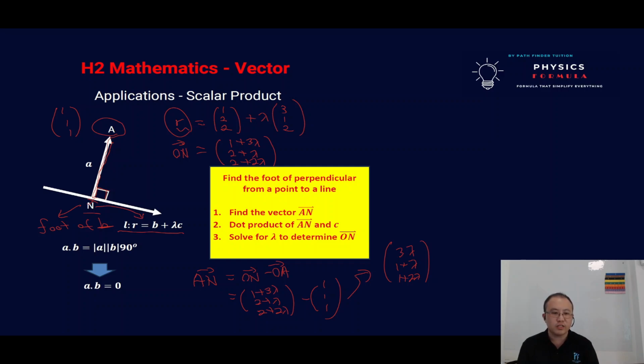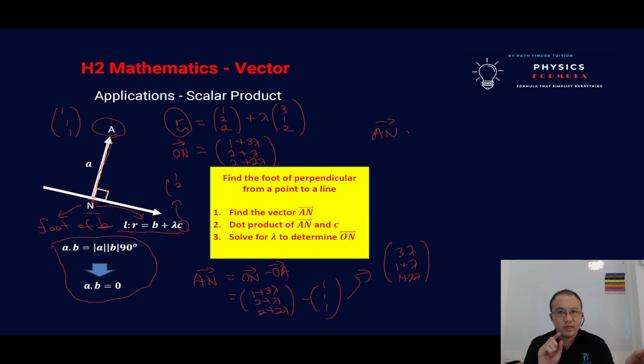Remember, for any two vectors that are dotted together, if the angle between them is 90 degrees, or what we call perpendicular, then the dot product will be 0. So now if I use AN, I dot this with the directional vector of C. Just for the sake of demonstration, let's say C is a vector of 1, 2, 3.